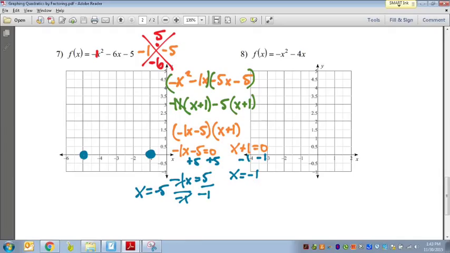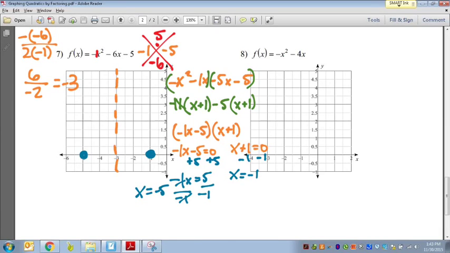Now I need to find the axis of symmetry, which, as we know, is going to be right in the middle of my graph, which should be negative 3, but let's do the math to verify. So it's going to be negative b, so negative negative 6, over 2 times negative 1. Negative negative 6 is positive 6. 2 times negative 1 is negative 2, so that's going to be negative 3. And that's what we should have gotten.